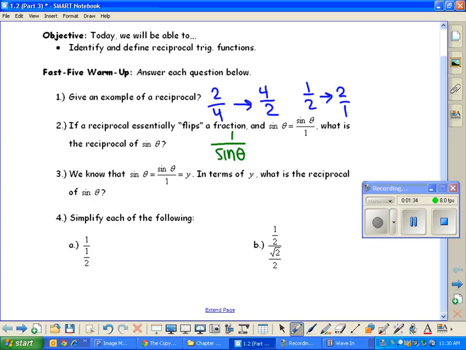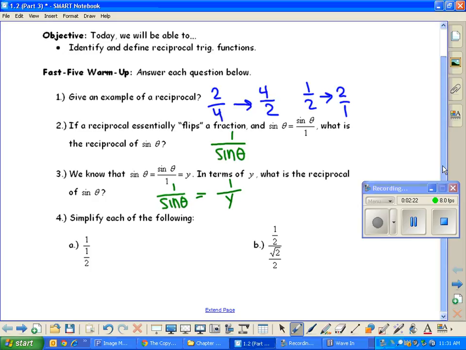All right. Okay, so we know that sine is the y over 1, or just y, right? In terms of y, what is the reciprocal of sine? So we just established that that's the reciprocal, but they want it in terms of y. So they're asking if sine is equal to y, how would you write it with y involved? Yeah, Chase. 1 over y, right? Because sine is equal to y. So it's 1 over y.